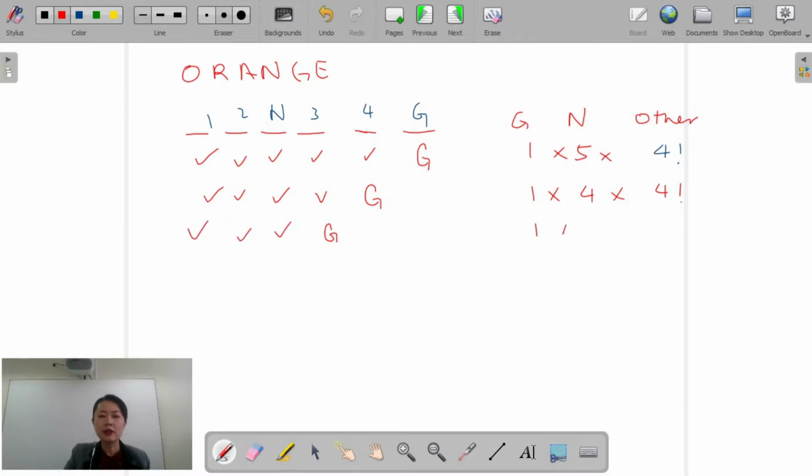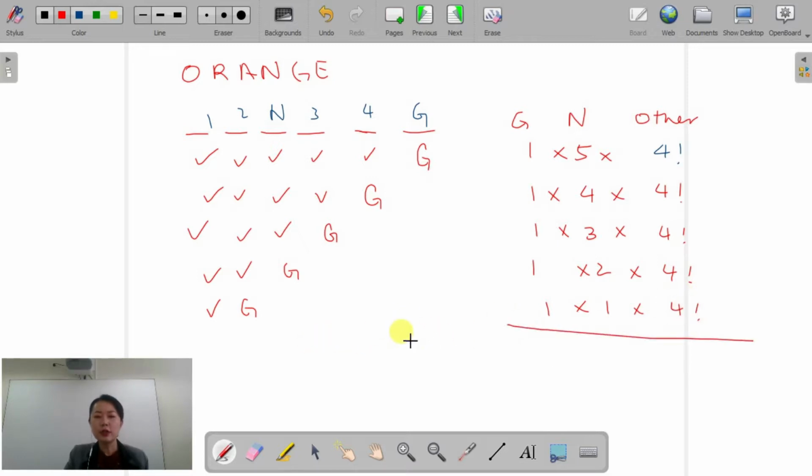1 times 3 times 4 factorial. 1 times 2 times 4 factorial, and then the last spot is pretty much this. So the total is just 5, 4, 3, 2, 1 times 4 factorial. Alright, so that's 15 times 4 factorial, which gives you 360.